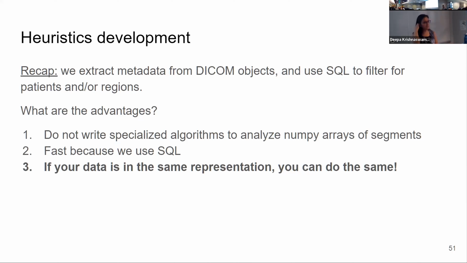And what I also wanted to make sure that everyone understood is that we're not taking all this data, converting them to 3D NumPy arrays and then doing all of our analysis. Like that would take a really long time. So what we're doing is we're taking all these DICOM objects and then we're extracting the metadata that we need from all of them and using SQL, like I showed you before, to filter. So this is really fast. But most importantly, if you have your data all in the same way, you can do the same exact things that we just did.